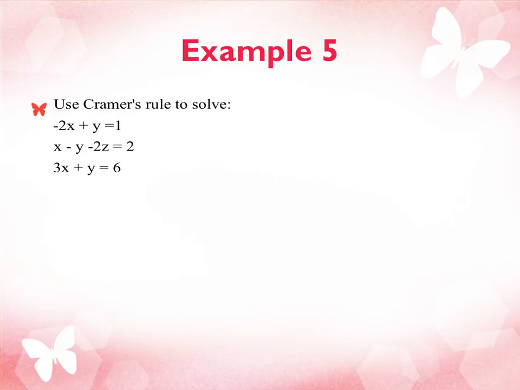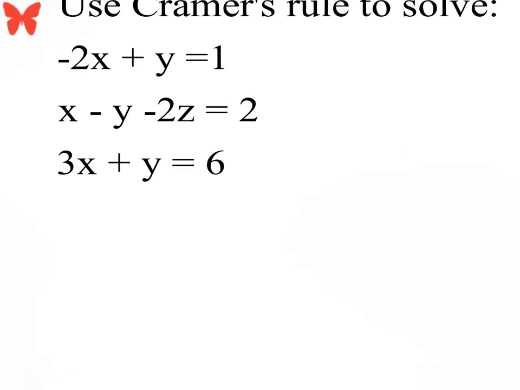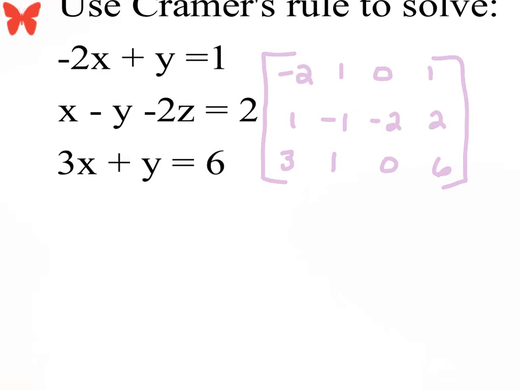Directions say use Kramer's rule to solve. So we start by rewriting that system in matrix form. So this would be -2, 1. There is no z, so I have to put the 0 in its place to hold it. And then 1, 1, -1, -2, 2, 3, 1. Again, no z, so a 0, 6. So there's my x, my y, my z, and my constants.